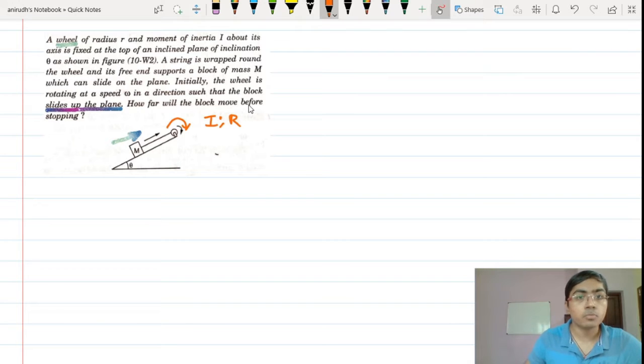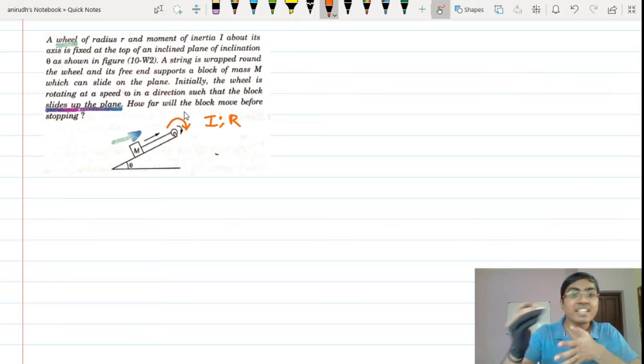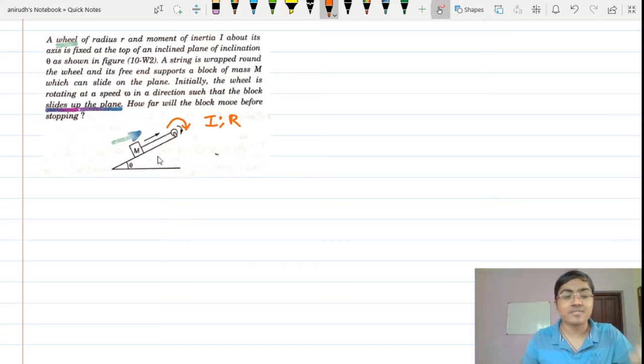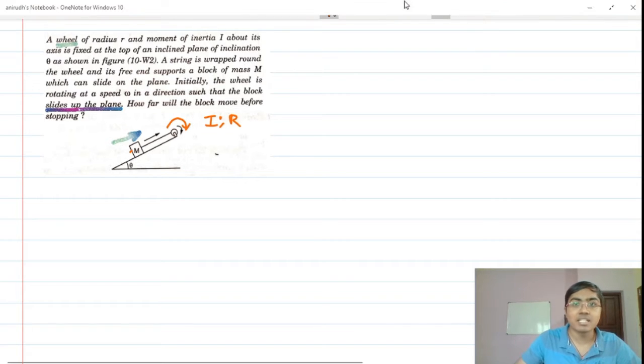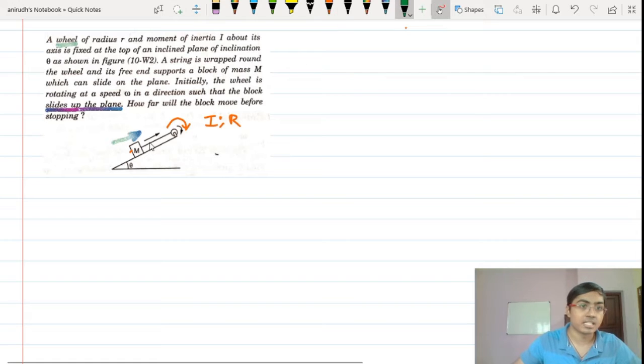How far will the block move before stopping? We are just combining the concepts of linear motion with rotational motion. So this is a good question that combines the two. Let's understand how to solve this. First of all, let me tell you what the acceleration is. Whenever we get a question like this, what we have learned till now is to find the acceleration, and to find the acceleration we need a free body diagram. So let's understand the free body diagram in this question.